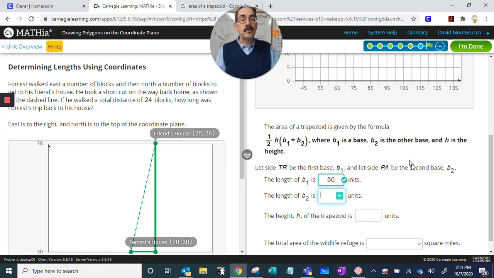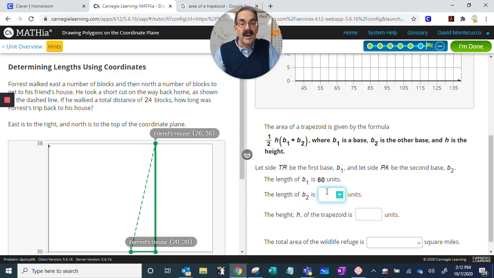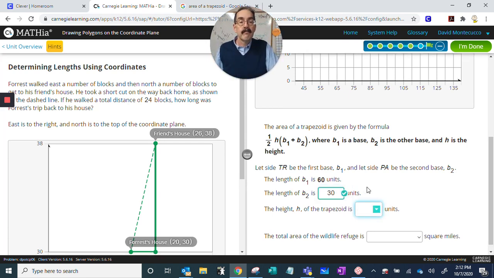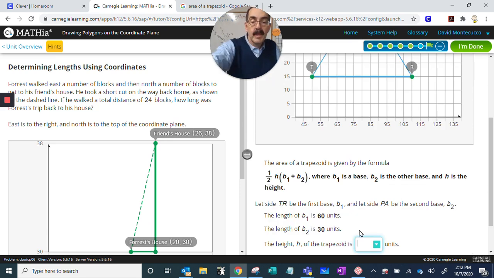B2 is PA. So you got to go back and forth. There's a lot of going back and forth here, right? 95, 65. 95 minus 65. Cool. The H of the trapezoid. So what's the height of this thing? Well, it's on a graph. If this is 30 and this is 15, 30 minus 15.